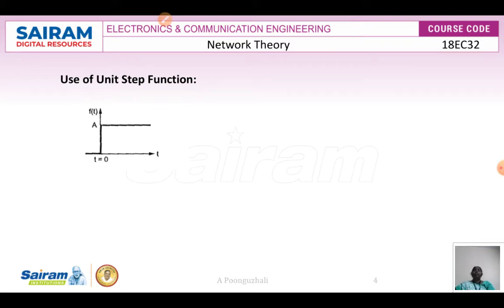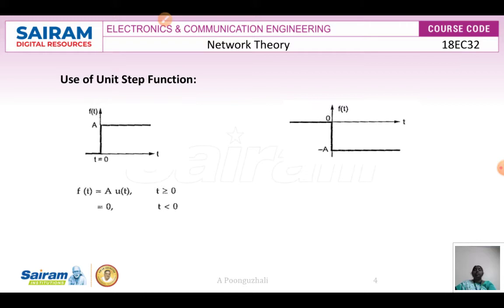So here in this case we multiply that function, your f of t. To get that function f of t, we multiply it by your u of t. So we write f of t is equal to a into u of t for t greater than or equal to 0, and it is going to be 0 for t less than 0.